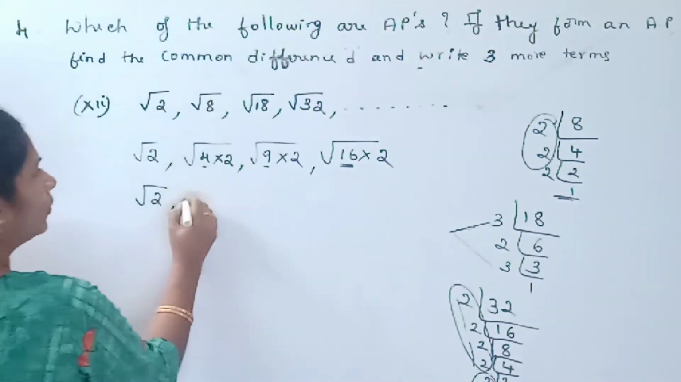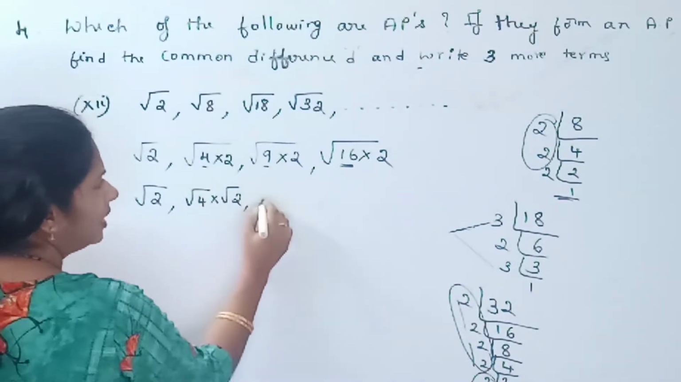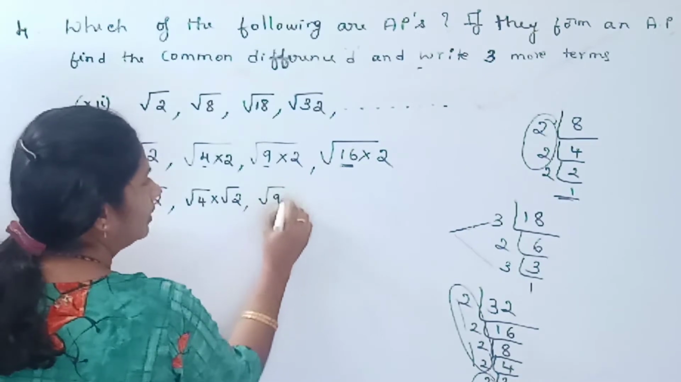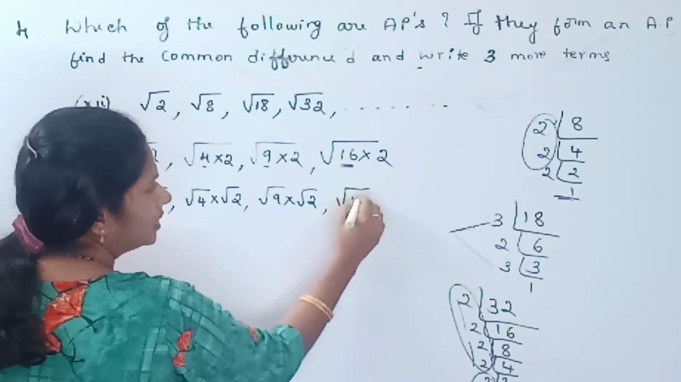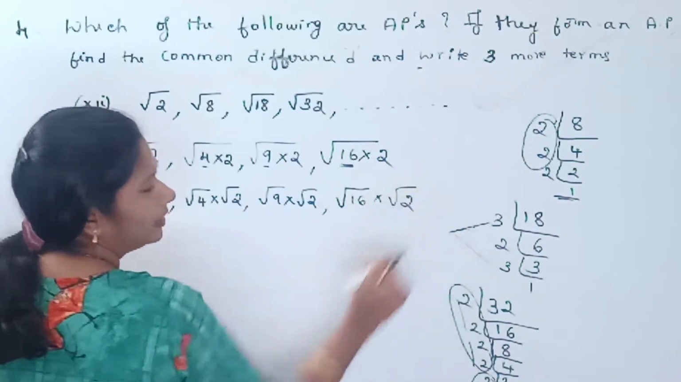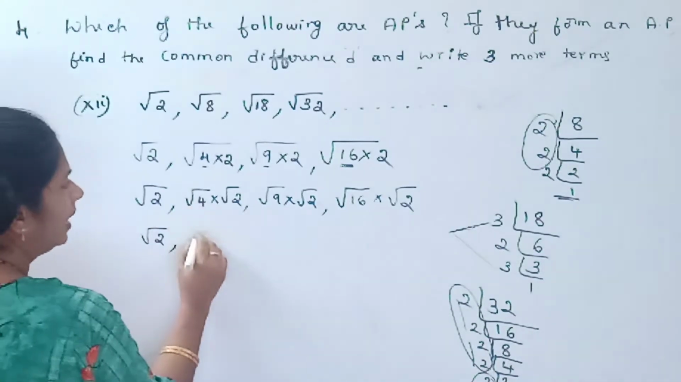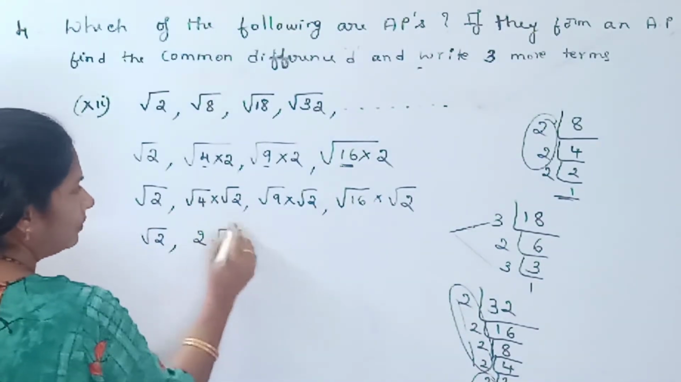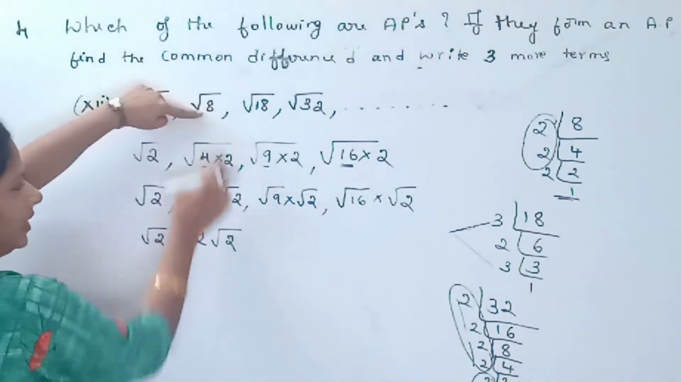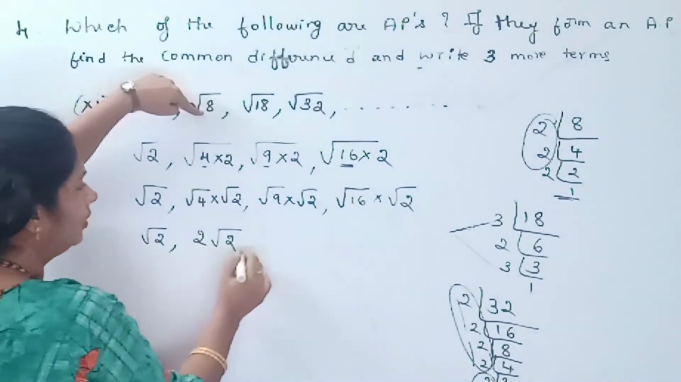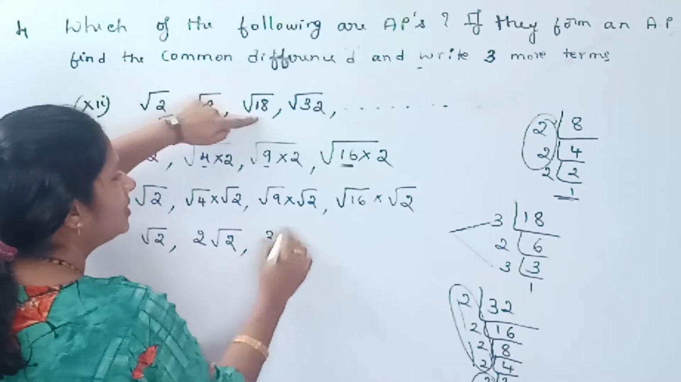Now this root 4 I can split, root 4 into root 2 I'll write. In the same way here also, root 9 into root 2 I'll write. And here also I'll split, root 16 into root 2 I'll write. Is it clear? Now root 4 value is how much? It is 2, and the number left out is root 2. So the simplest form of root 8 is 2 root 2. Got it? Root 18, how will I write? It is 3 root 2.